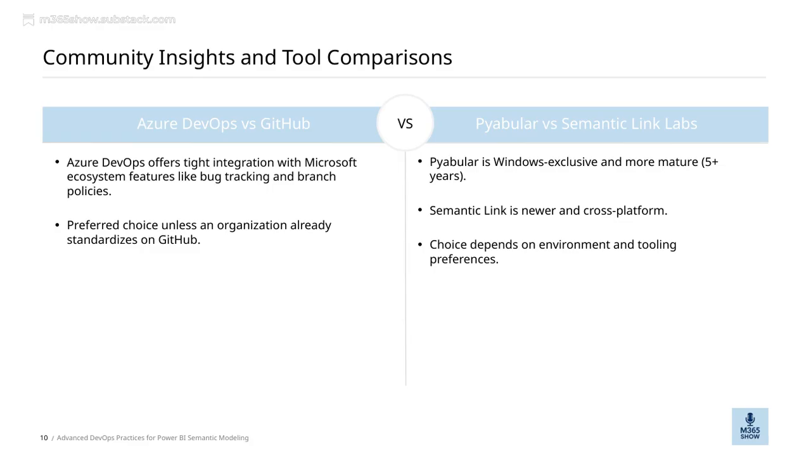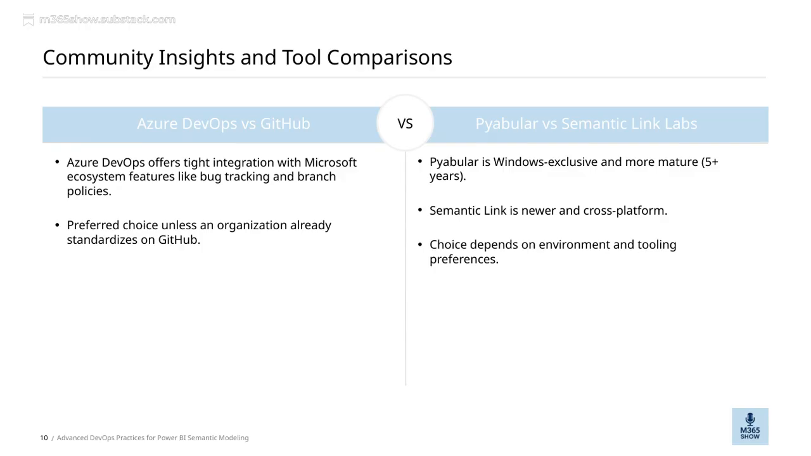First, regarding advanced DevOps practices for Power BI semantic modeling, there are two main tools to consider: Pyabular and Semantic Link. Pyabular has been around for over 5 years, so it's quite mature and primarily designed for Windows environments. On the other hand, Semantic Link is newer and offers cross-platform support, which can be a big advantage depending on your setup. Choosing between these tools really depends on your environment and your preferences for tooling. If you're heavily invested in Windows and need a mature, stable solution, Pyabular might be the better fit. Conversely, if you value flexibility across different operating systems, Semantic Link could be more suitable.